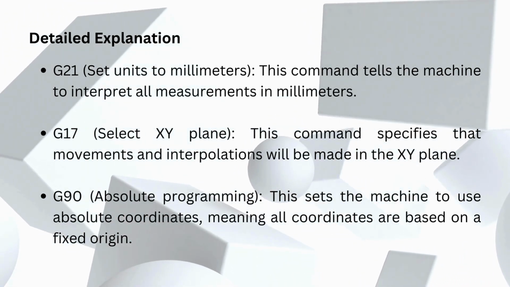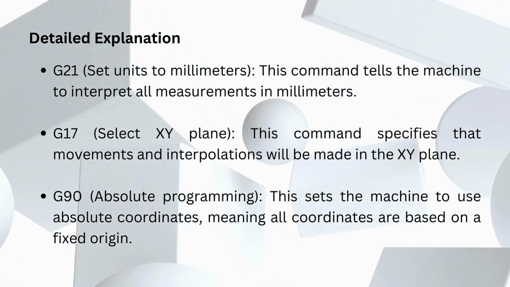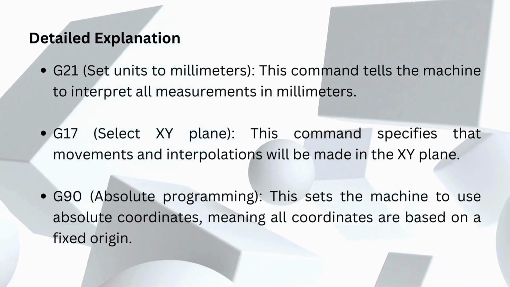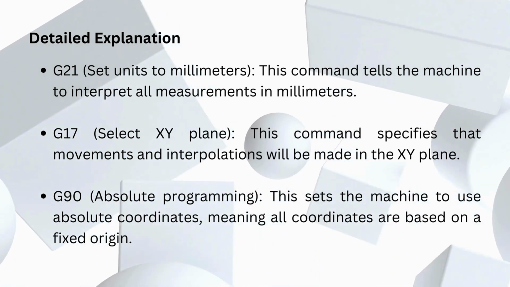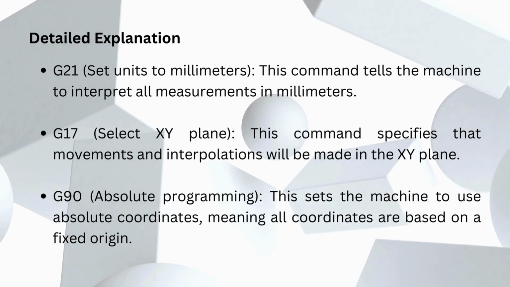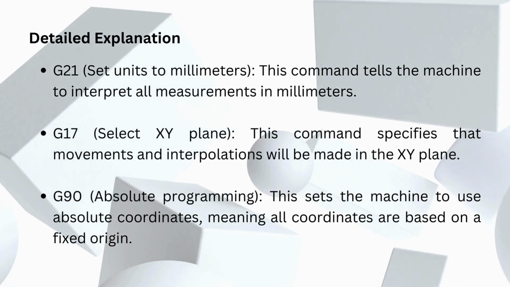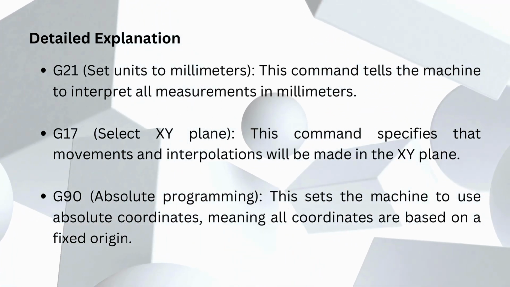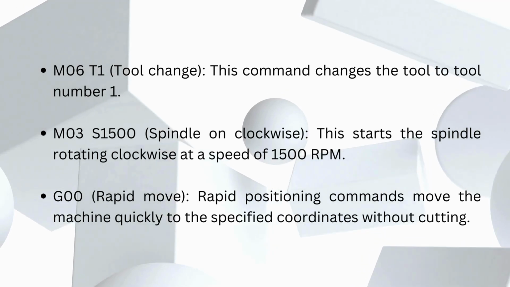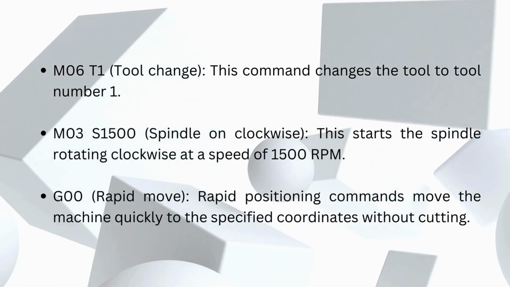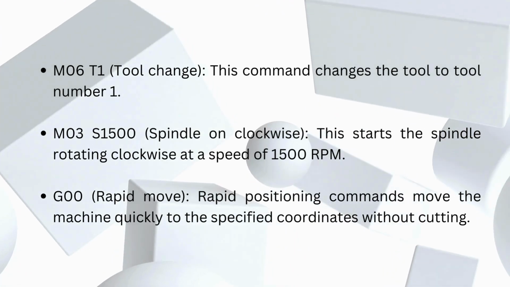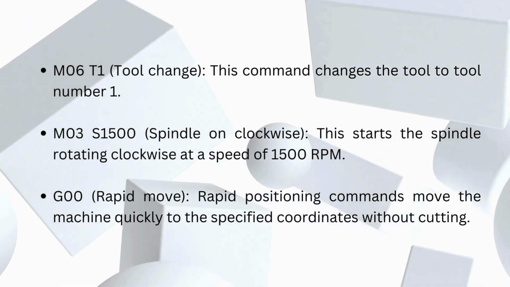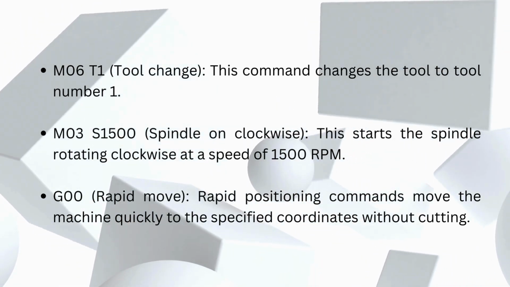G21, set units to millimeters. This command tells the machine to interpret all measurements in millimeters. G17, select XY plane. This command specifies that movements and interpolations will be made in the XY plane. G90, absolute programming. This sets the machine to use absolute coordinates, meaning all coordinates are based on a fixed origin. M06 T1, tool change. This command changes the tool to tool number 1. M03 S1500, spindle on clockwise. This starts the spindle rotating clockwise at a speed of 1500 RPM.